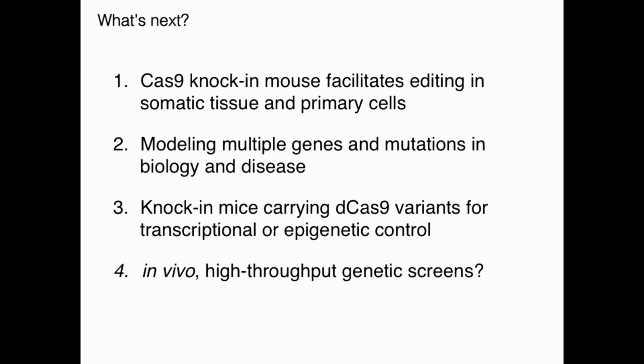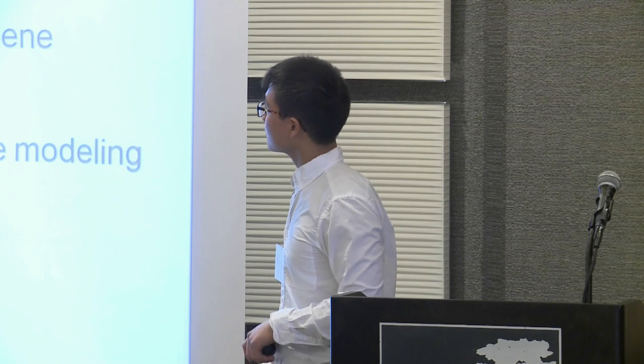Finally, another interesting thing to look forward to over the next years are knock-in mice containing these Cas9 variants for transcriptional activators or epigenetic modifying Cas9 complexes to try to do in vivo studies of these epigenetic marks. And finally, one thing that could be tremendously exciting to do are in vivo high-throughput genetic screening as well.